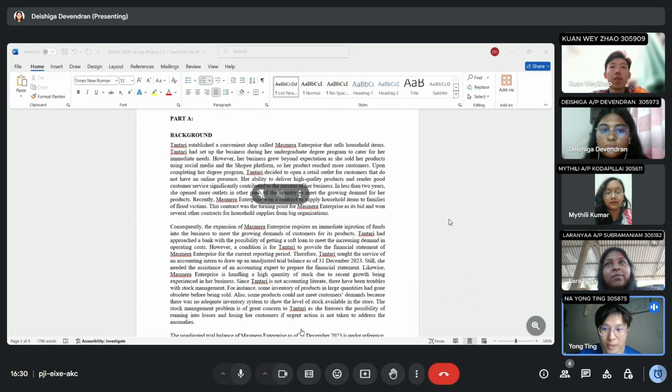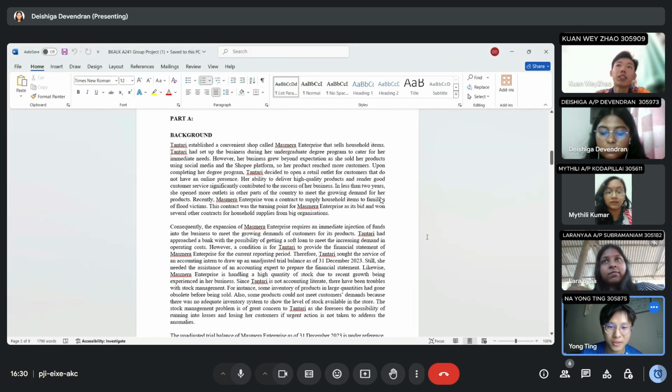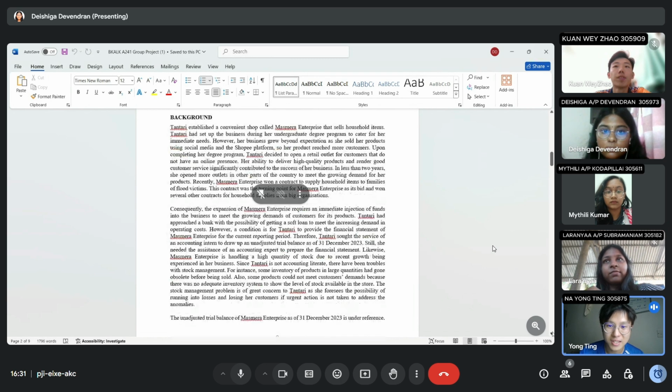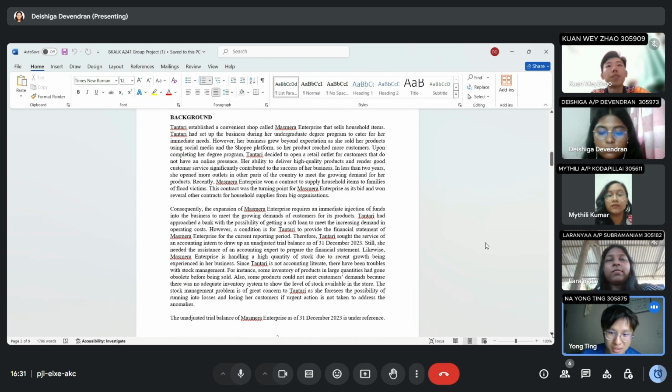Today we'll be talking about the discussion regarding our assignment. First, we will talk a little bit about the background of the company we will be discussing, which is Mesmerize Enterprise. A simple background is that Mesmerize Enterprise is an organization that sells household items, and she has set up the business, but the business has grown beyond expectation as she has sold her product using social media and Shopee platforms to reach out to her customers.